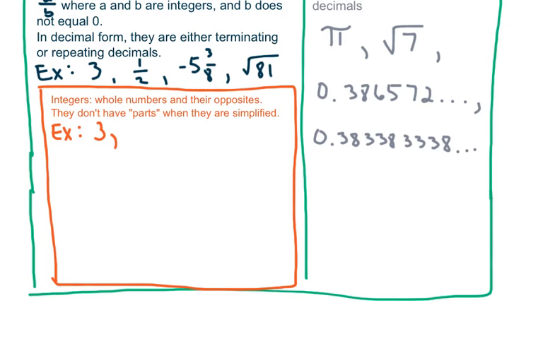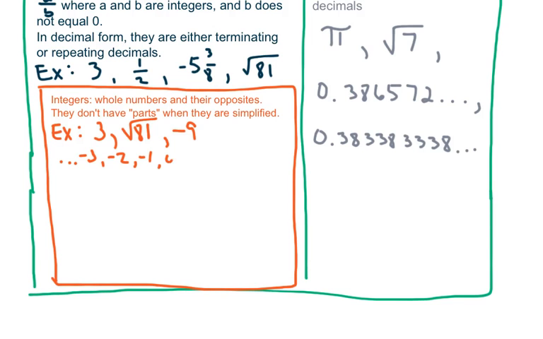However, the square root of 81 is an example of an integer because, like I said before, it simplifies to 9, and 9 is a whole number. So let's talk about that other part where it says, and their opposites. So the opposite of 9 is -9. So -9 would be an integer. In fact, the integers are made up of all numbers in the negatives and in the positives.